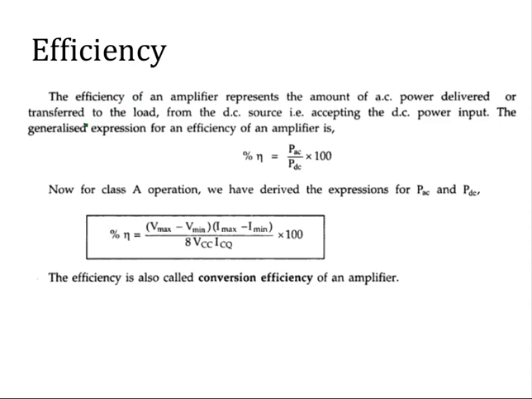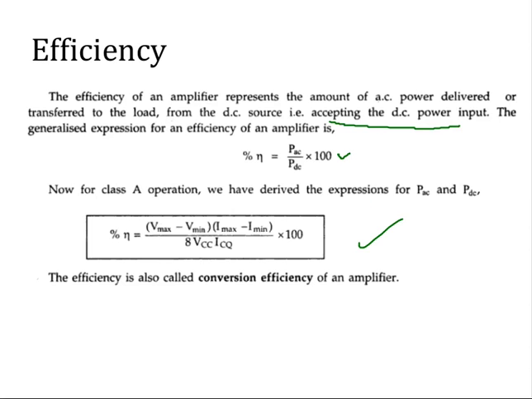Now, what is efficiency? Efficiency of an amplifier represents the amount of AC power delivered or transferred to the load from the DC source, which is supplying the DC power input, and the generalized expression is PAC by PDC into 100. This we have already discussed as conversion efficiency. Now for class A operation, the expression for efficiency is Vmax minus Vmin into Imax minus Imin by 8 VCC ICQ, into 100. This is the conversion efficiency of a class A amplifier.